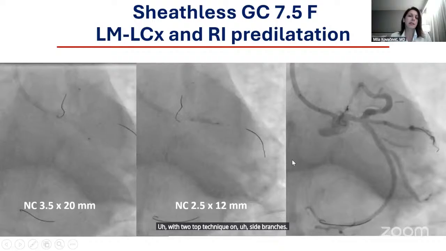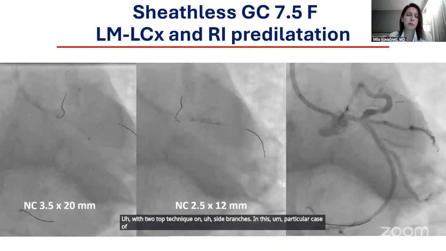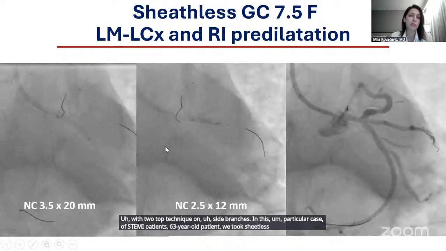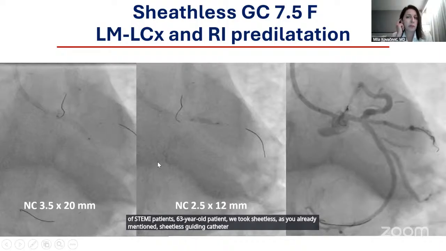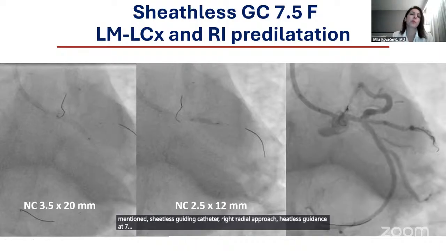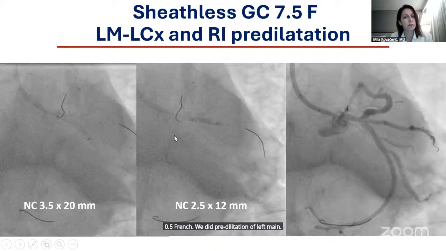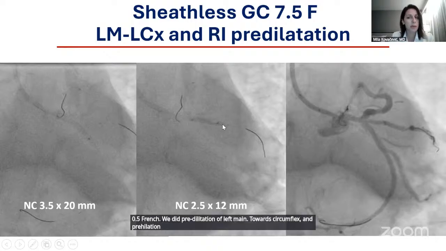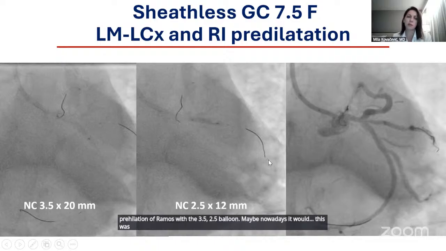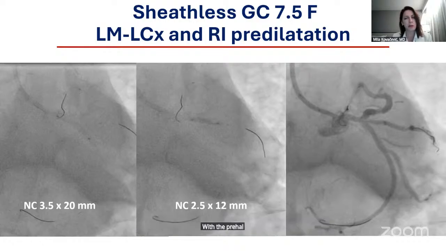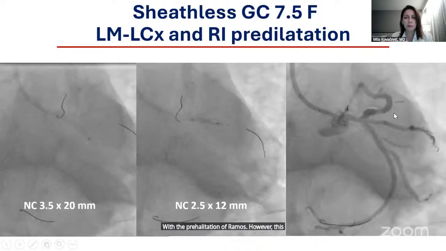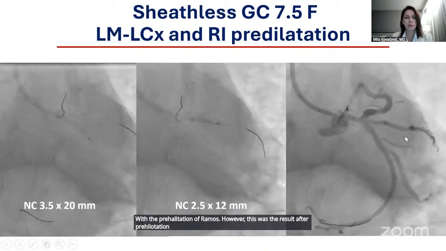In this particular case of a STEMI patient, a 63-year-old, we took, as you already mentioned, a sheetless guiding catheter, 7.5 French, via right radial approach. We did predilatation of the left main towards circumflex and predilatation of the ramus with a 3.5, 2.5 balloon. This was a case we did maybe 2 years ago; nowadays maybe I wouldn't go with the pre-dilatation of the ramus. However, this was the result after pre-dilatation of left circumflex and ramus.